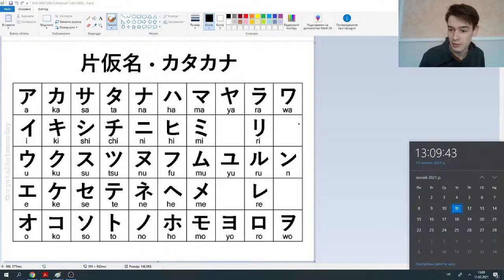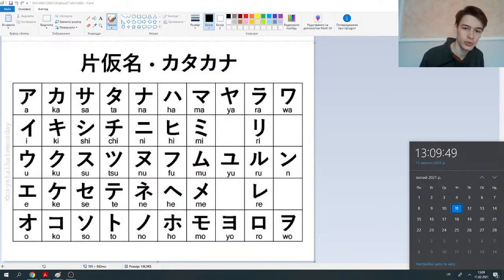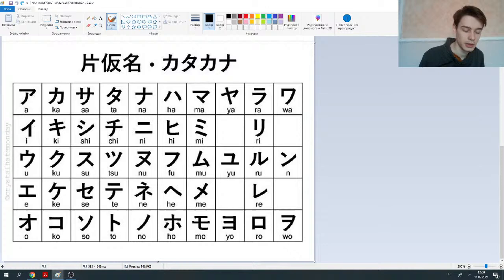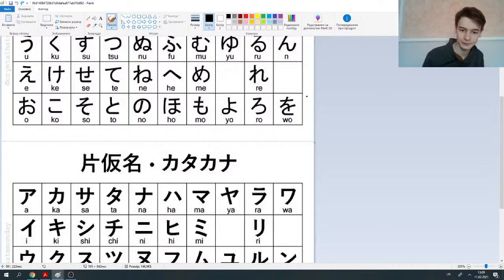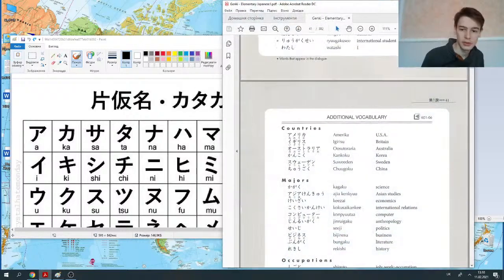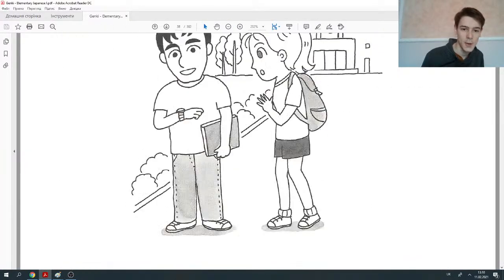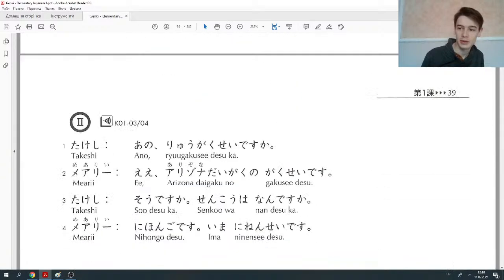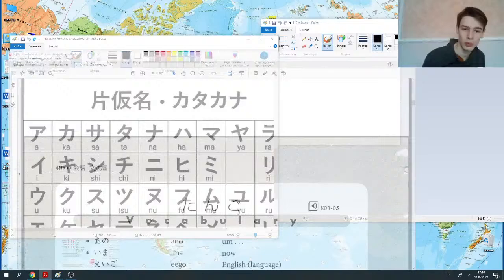Okay, so hello guys, nice to see you. It's 11th of February today, as you can see, and we are continuing our journey to learn Japanese language. So let's quickly recap what we learned yesterday. We were speaking about Hiragana, and today we shall speak about Katakana, I think. And also last time we read two dialogues and looked through some words with you. So let's start with Katakana.